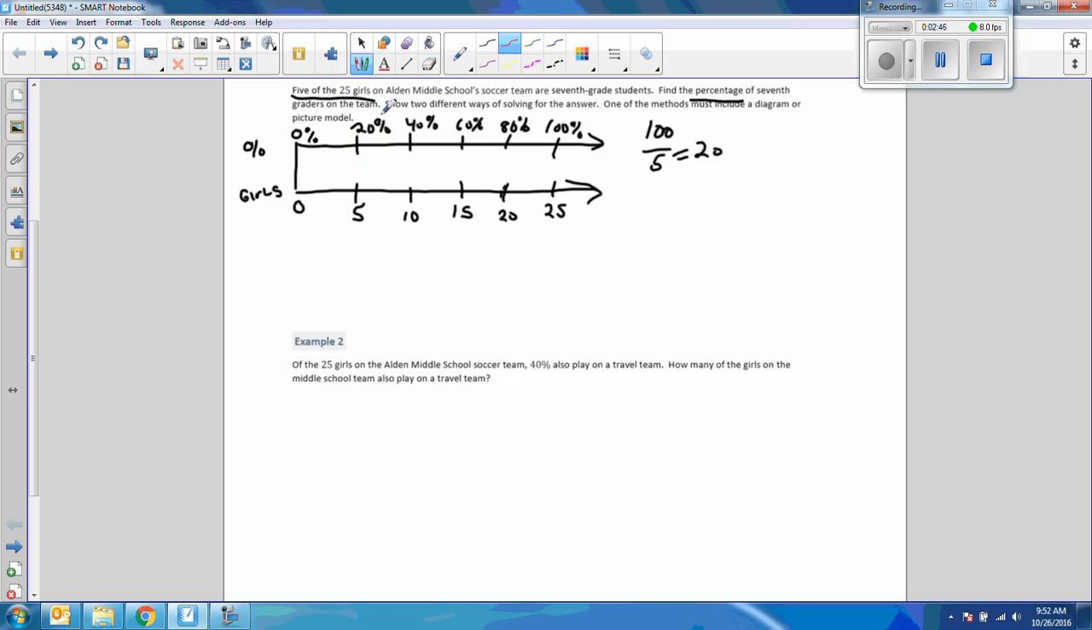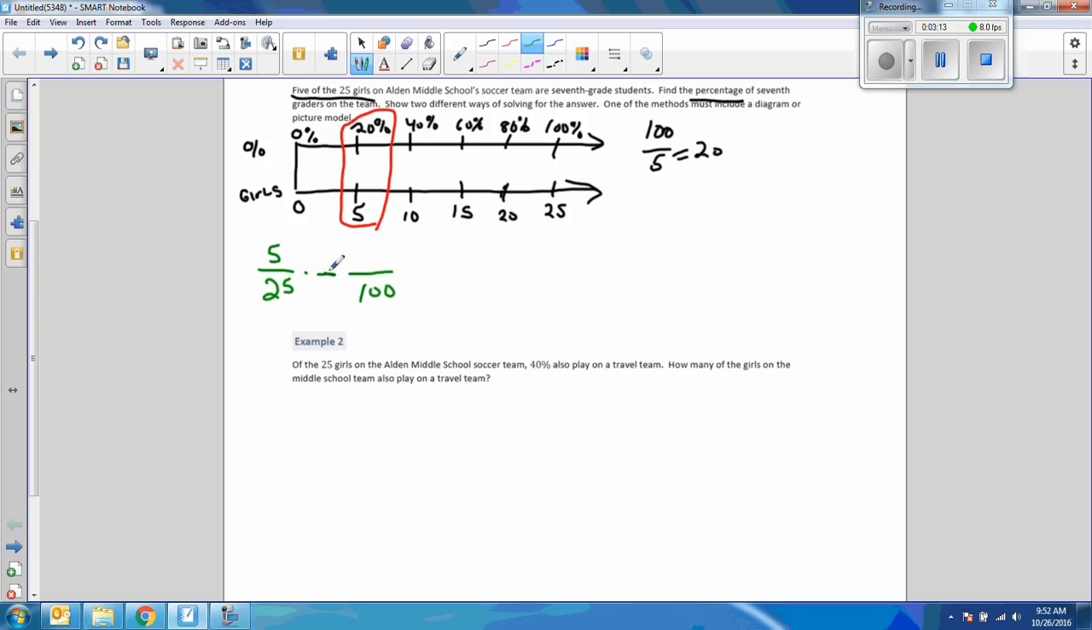So now to answer the question, it says 5 girls, what's the percentage? Let's try that again. 5 girls, what's the percentage? And the answer is 20%. Another way we could do it is take the ratio that we were given, 5 out of 25, and I know I need it to be something out of 100, because that's what percent means. Percent means out of 100.